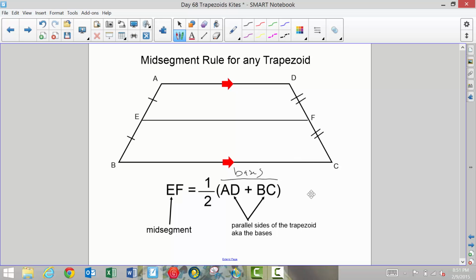Okay. Another way to think about it is 2 times EF equals AD plus BC. And you'll see me use this method quite often. I'd rather multiply the mid-segment by 2 and then set it equal to the sum of the bases. Why? Because since I have a fraction, if I multiply both sides by 2, it eliminates fractions. And we all know we don't like fractions.